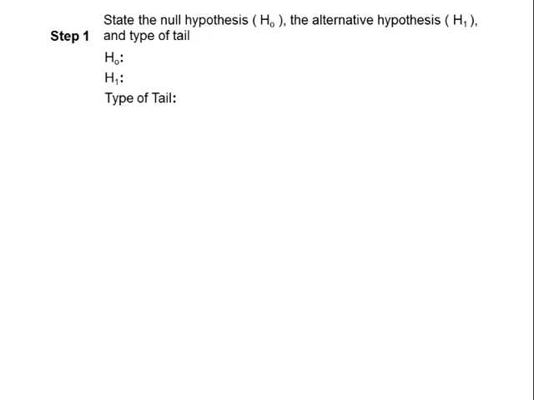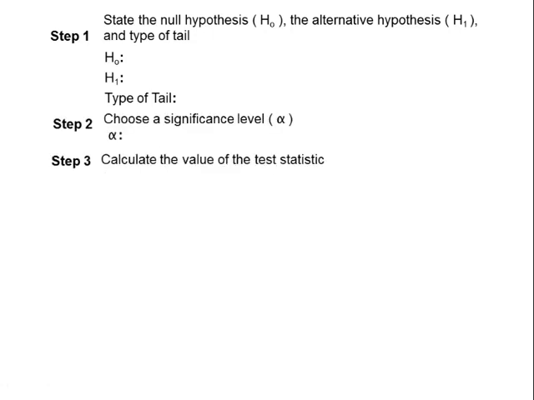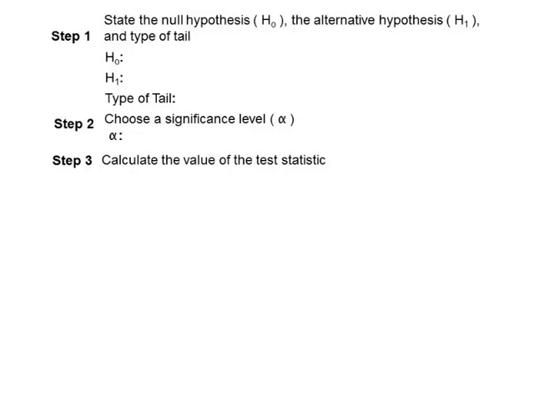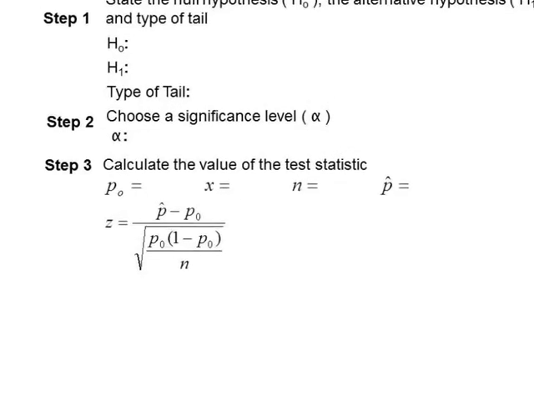The template for the 6 steps looks like this. Step 1, we have our null and the alternative and type of tail. Step 2 is our alpha level. Step 3 is the value of the test statistic. So this will involve a formula. For population proportion, we use a z, and this is the formula.